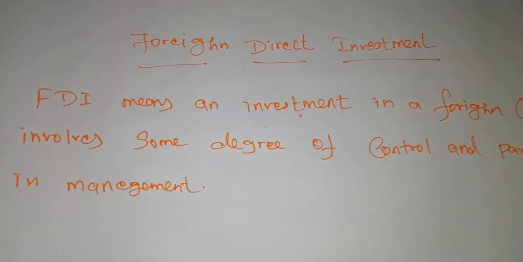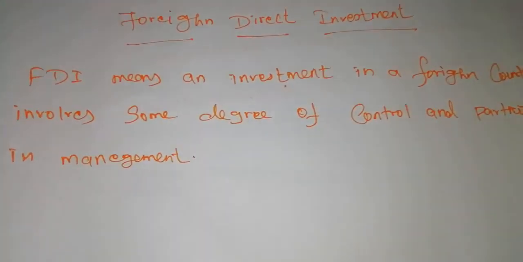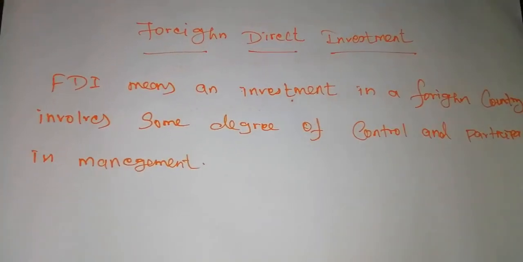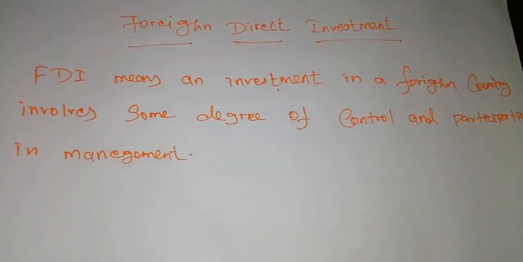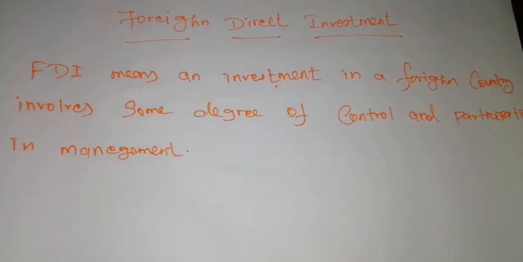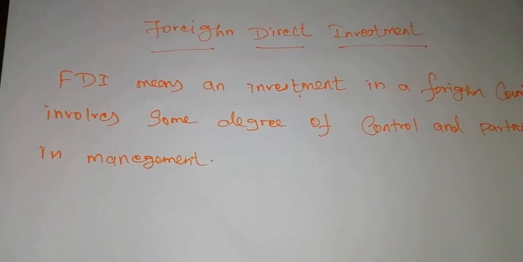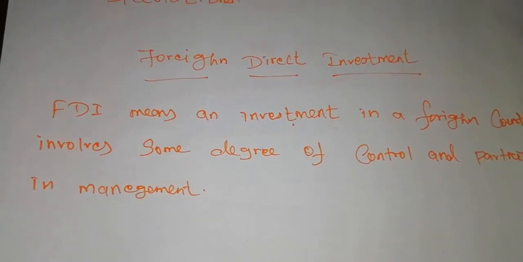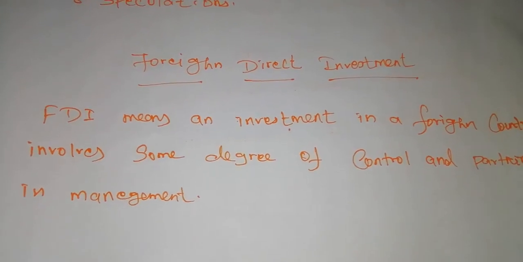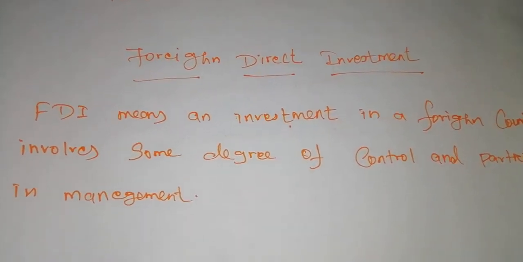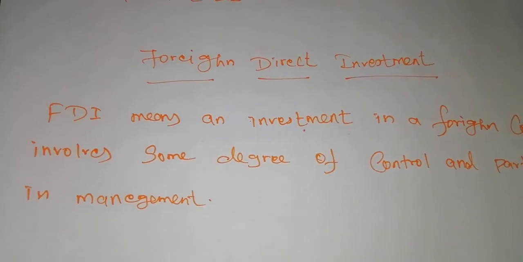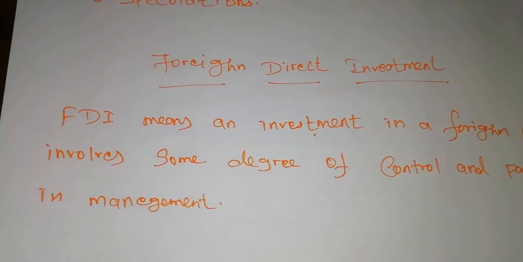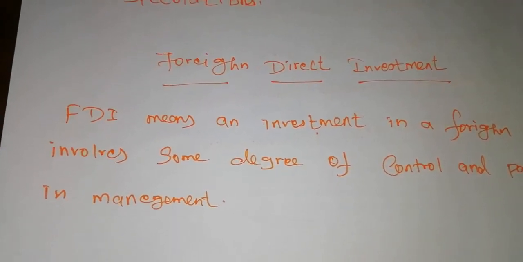Next, foreign direct investment. We have already studied foreign direct investment. It means an investment in a foreign country, which involves some degree of control and participation in management. Nowadays, on the basis of globalization, investors from any one nation can make an investment in another nation to start any industry. So foreign direct investment is an important factor in the global economy.